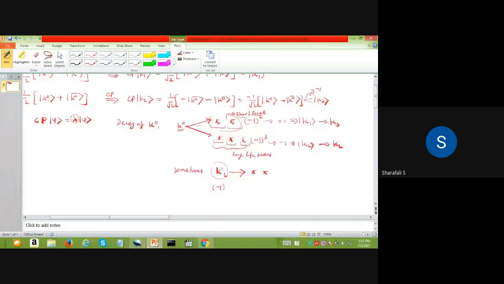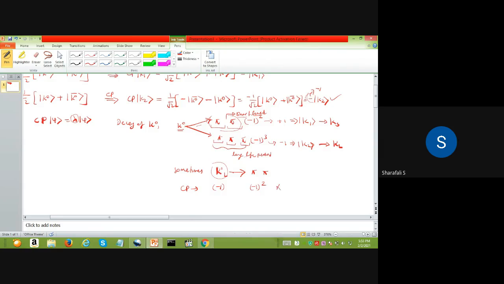We have that eigenvalue corresponding to this particular case, KL, which is -1, because it is like K2. We already observed that it always gives three pions, which is associated with (-1) to the power 3. So that will give you a -1 eigenvalue. So this K0L, the long-lived case, is -1. And in this case, we have two pions, so this will be (-1) squared.